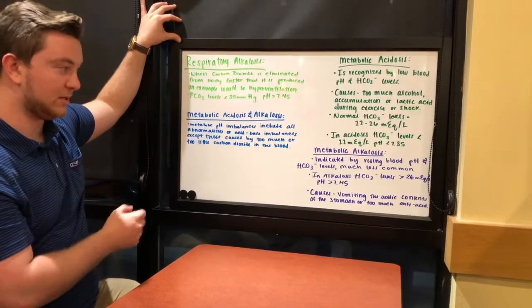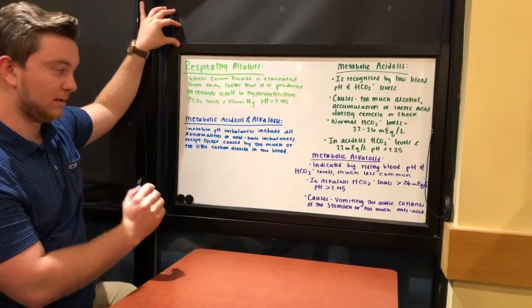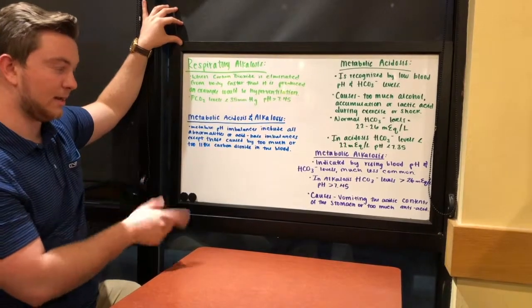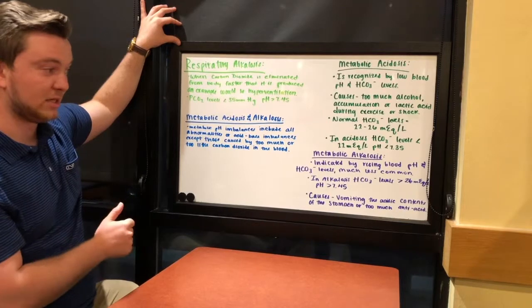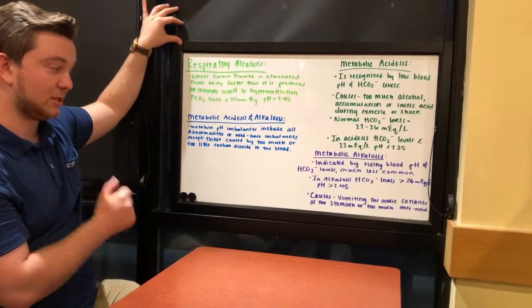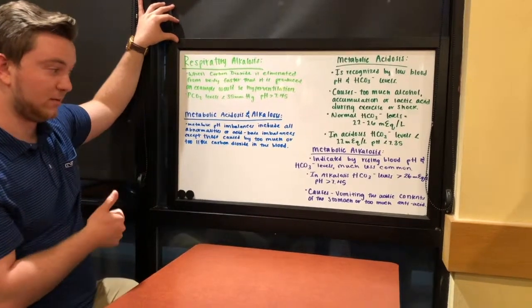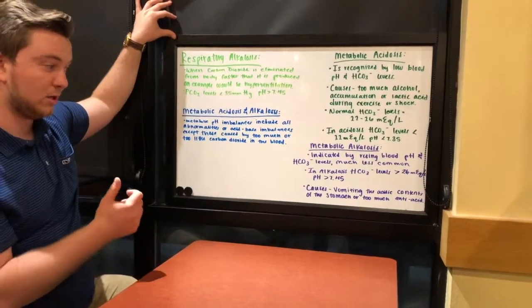Metabolic alkalosis, indicated by rising blood pH and bicarbonate levels, is much less common. In alkalosis, bicarbonate levels are greater than 26 milliequivalents per liter, and pH is greater than 7.45. Causes of it are vomiting the acidic contents of the stomach, or too much antacid.